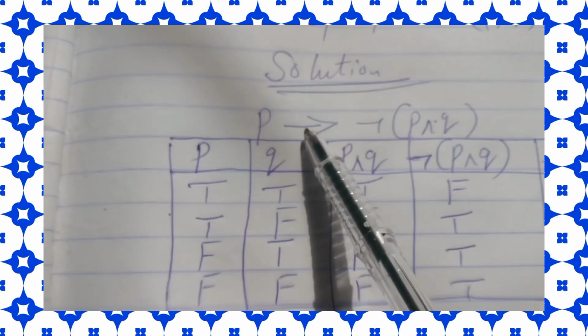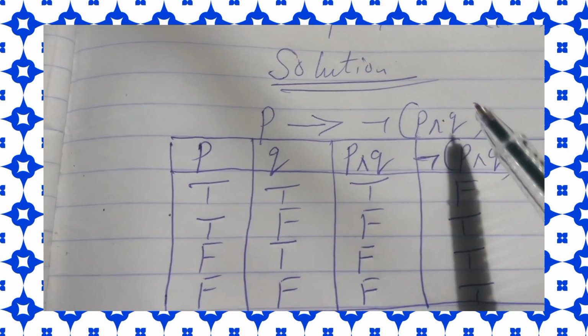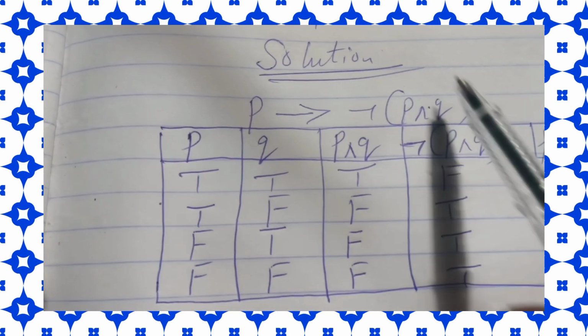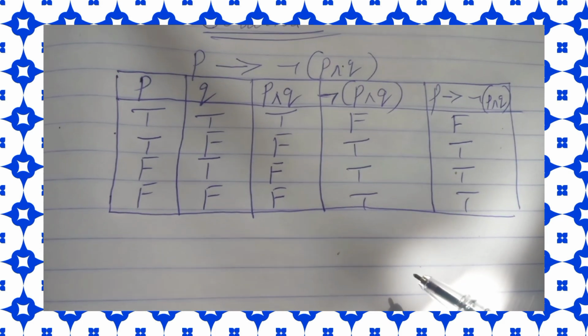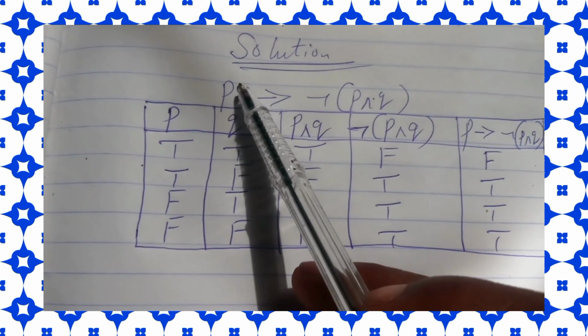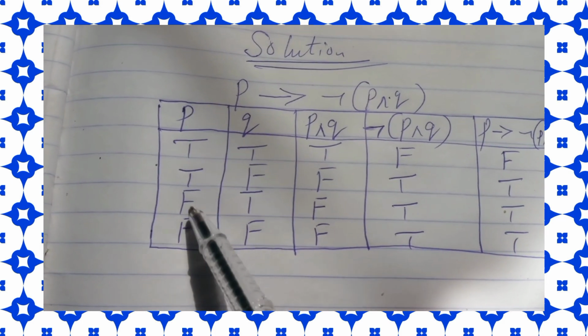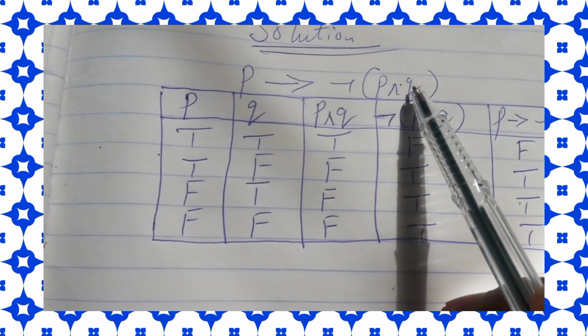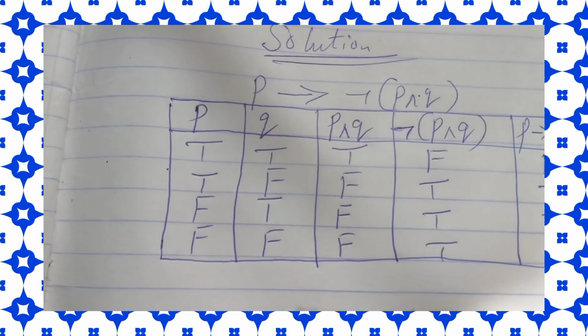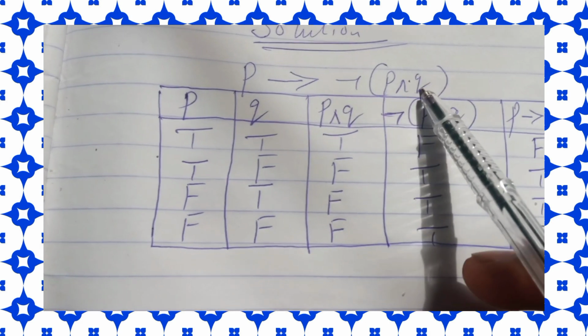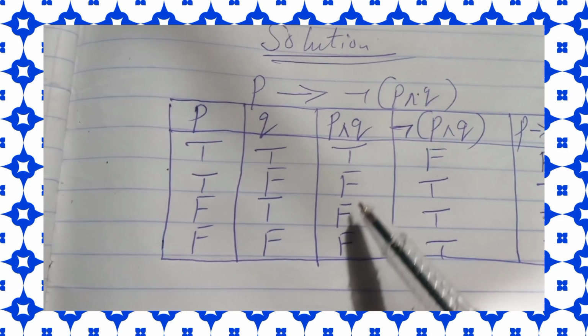You know that this P implies the negation of P and Q is our question in consideration. So we find out each of the factors that we need to put on a column, and we know that we have P here, so we put P on its own partial column. We also have Q. We put Q on its own partial column. Then we know that we have P and Q, so we put P and Q on its own partial column.